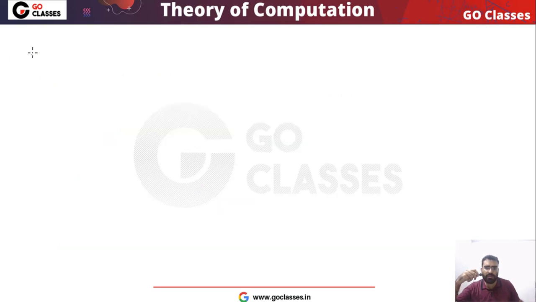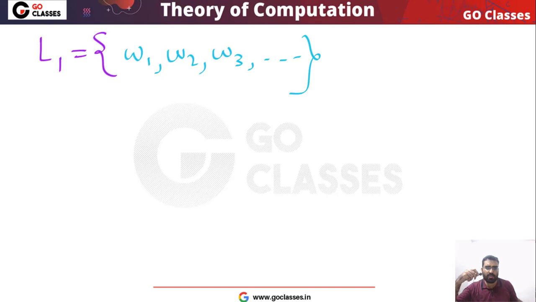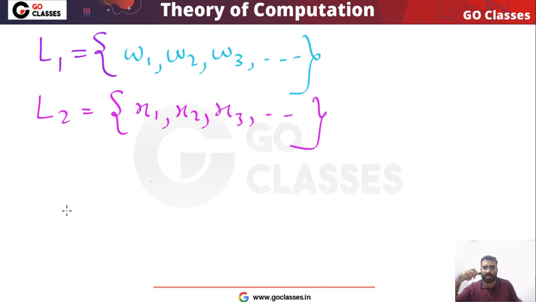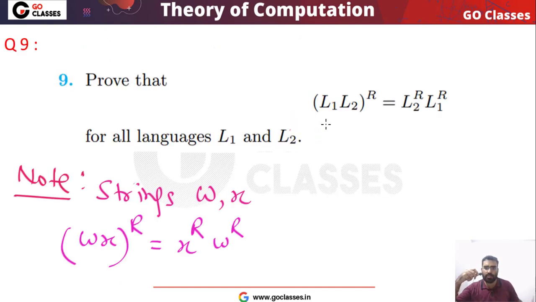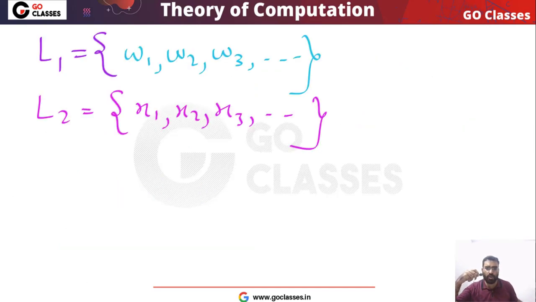And how to prove it? Very simple. Remember L1 comma L2 are two languages. Let's assume in L1 you have strings like w1, w2, w3 and so on, and in L2 you have strings x1, x2, x3 and so on. And what we have to prove? We have to prove that (L1 L2) whole reverse equals L2 reverse L1 reverse.